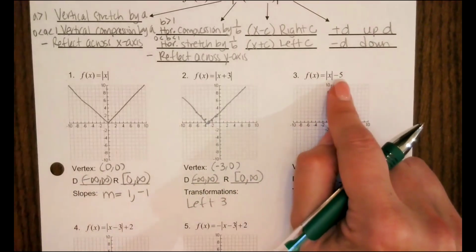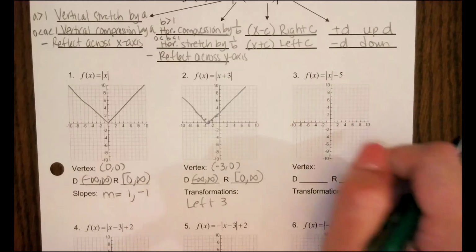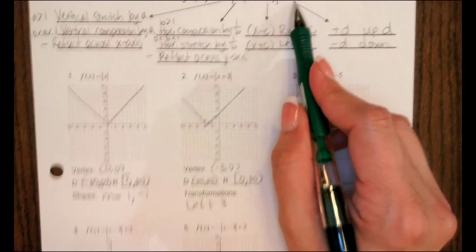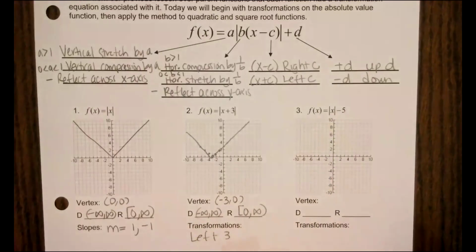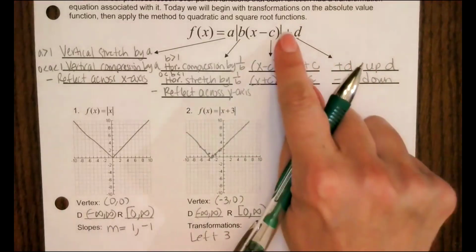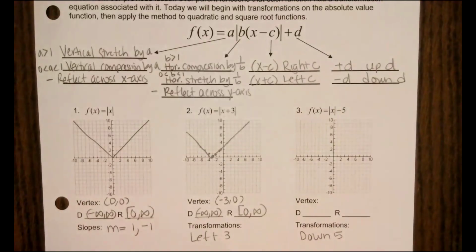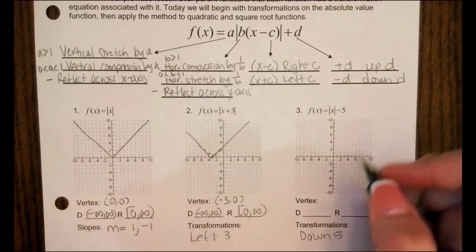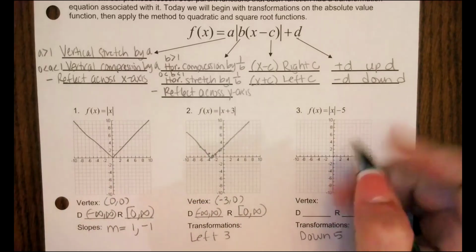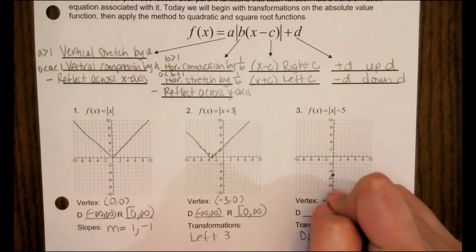All right, for my next one, this minus 5 is outside of the absolute value bars. That tells me it is the d value. D is the one that is on the outside of the operation. So this is on the outside of the operation. So that is going to go down 5 units because it is a minus 5. We forgot to write the d there. So our parent function, again, starts right here at 0, 0. So it would be right here. It is going to go down 5. So now the vertex is right here at 0, negative 5.